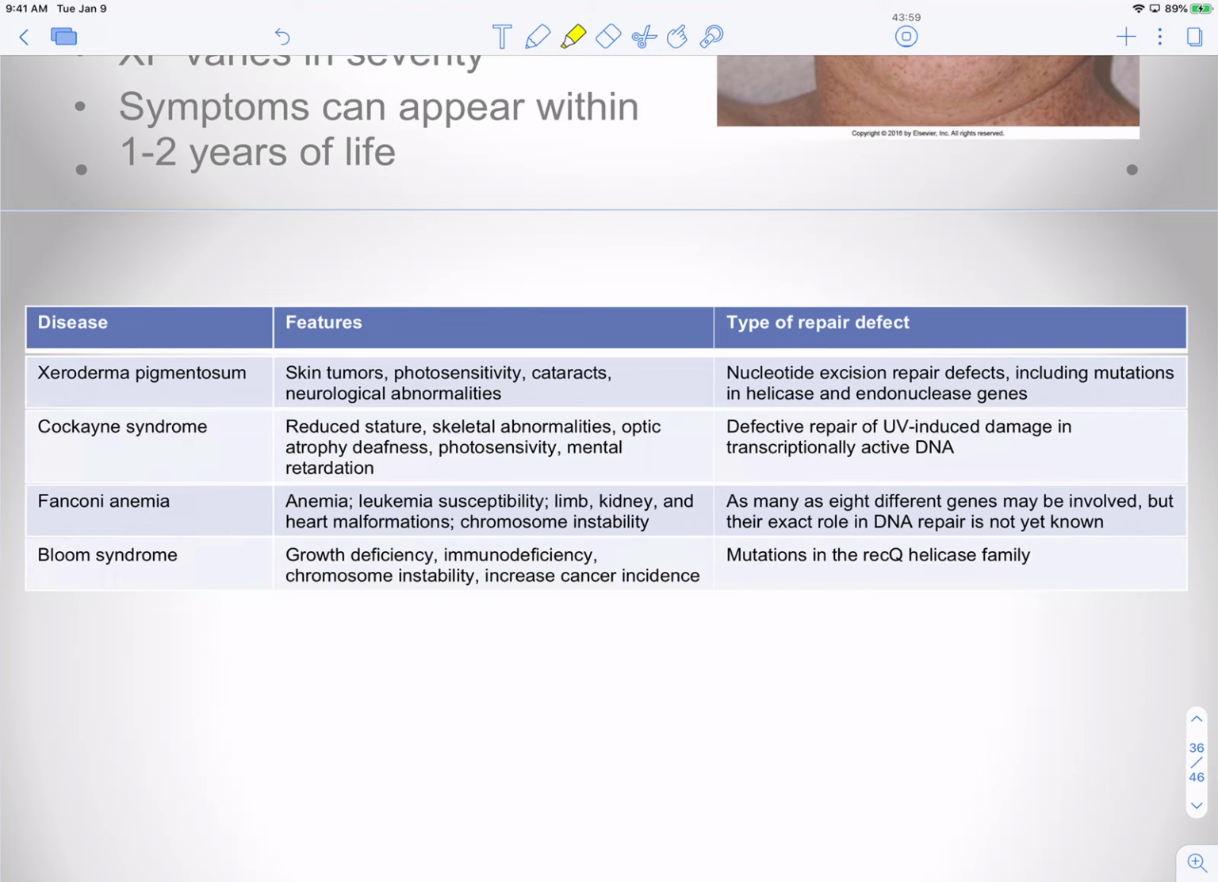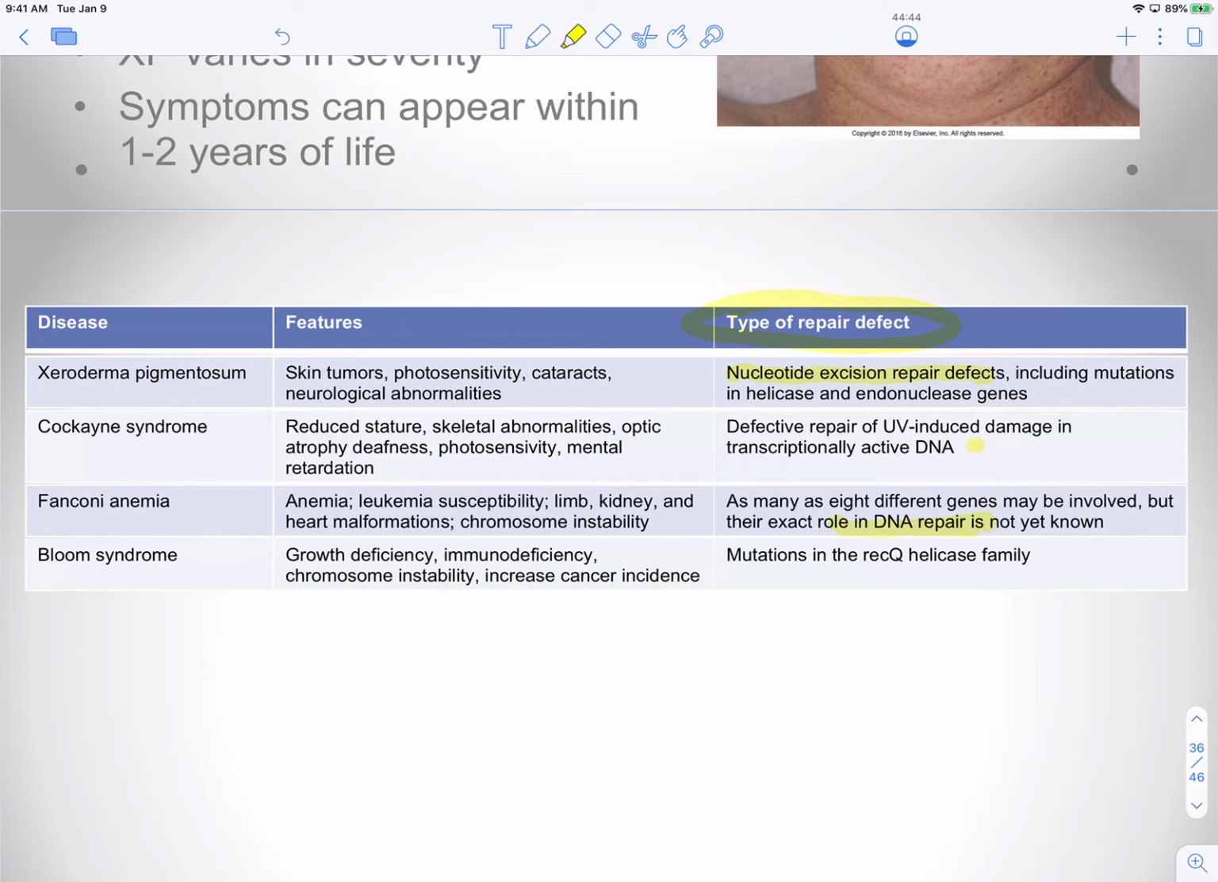So there are various diseases associated with repair defects. Again, xeroderma pigmentosa is going to have nucleotide excision repair defects, and this can lead to skin tumors, photosensitivity, neurologic abnormalities. Cockayne syndrome is going to have a defect in the repair of UV-induced damage, and this can result in reduced stature. We have Fanconi anemia, which is going to have different genes involved, but it's all involved in DNA repair. The exact function of those genes is not known, but you can have anemia, leukemia, etc.